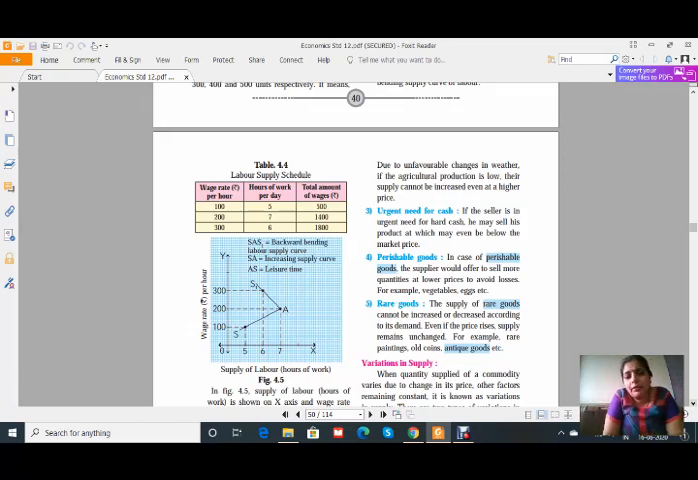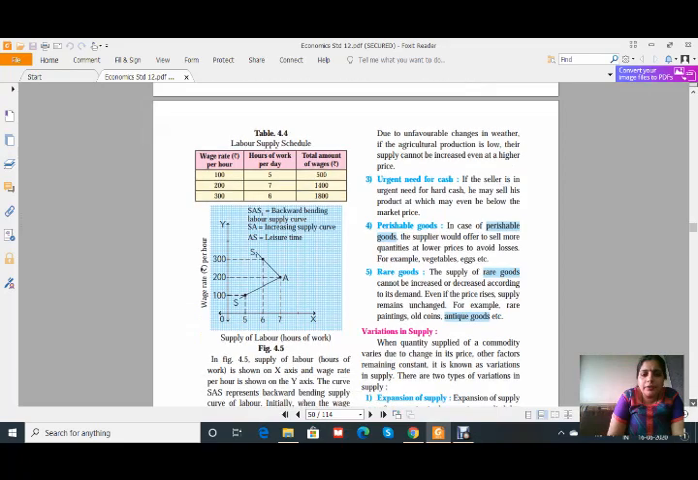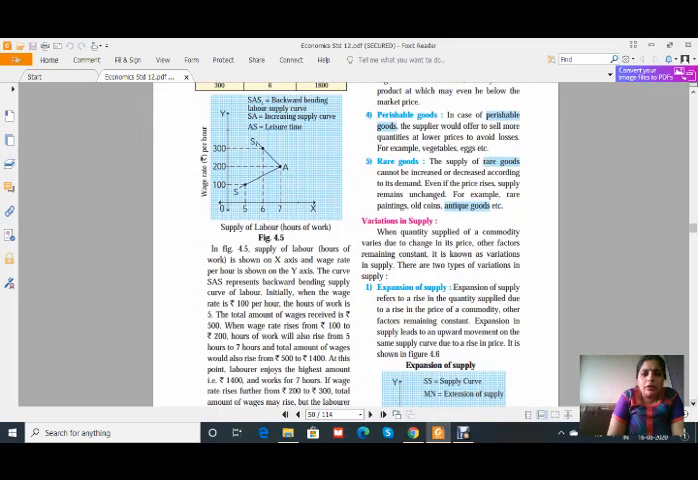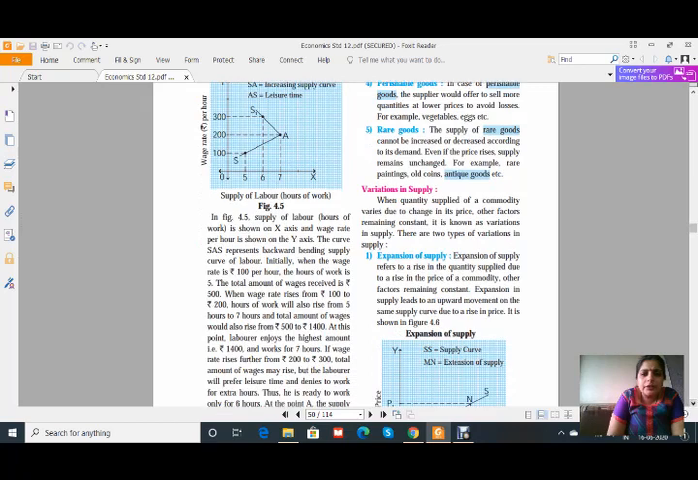So this is the very important question which is asked on this topic, that is, exceptions to the law of supply. Now see, the explanation of the diagram is given here: as shown, labor supply is on the x-axis, and the wage rate per hour is shown on the y-axis.